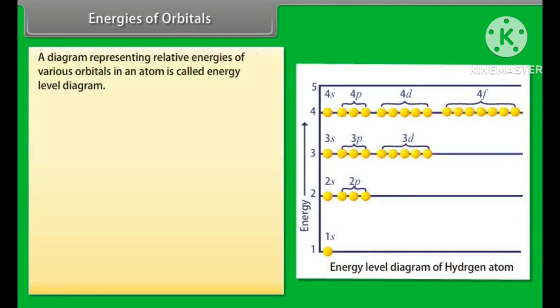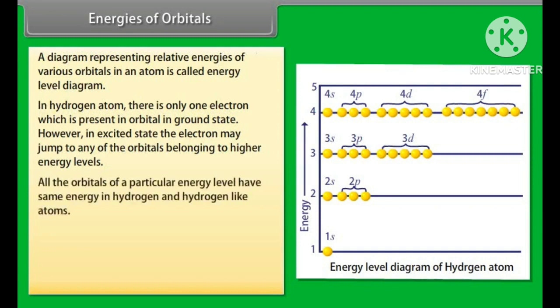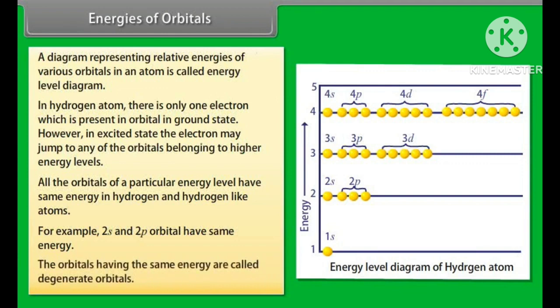Energies of orbitals. A diagram representing relative energies of various orbitals in an atom is called energy level diagram. In hydrogen atom, there is only one electron which is present in 1s orbital in ground state. However, in excited state, the electron may jump to any of the orbitals belonging to higher energy levels. All the orbitals of a particular energy level have the same energy in hydrogen and hydrogen-like atoms. For example, 2s and 2p orbitals have the same energy. The orbitals having the same energy are called degenerate orbitals.